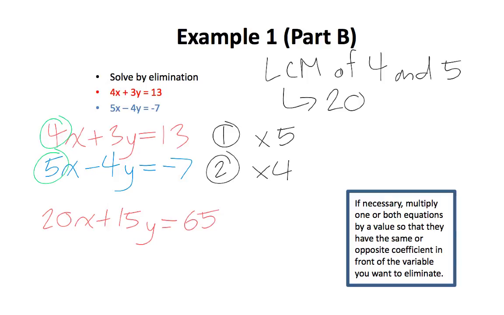Now I'm going to multiply everything in the second line by 4. 4x times 4 is 20x. Negative 4y times 4 is negative 16y. And negative 7 multiplied by 4 is negative 28. As you can see, the coefficient of x is now the same.